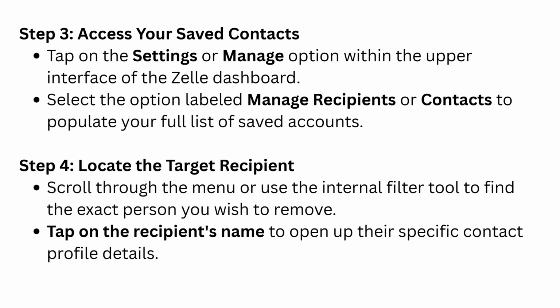Step 4. Locate the target recipient. Scroll through the menu or use the internal filter tool to find the exact person you wish to remove. Tap on the recipient's name to open up your specific contact profile details.